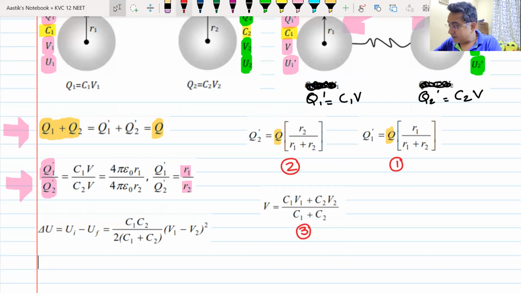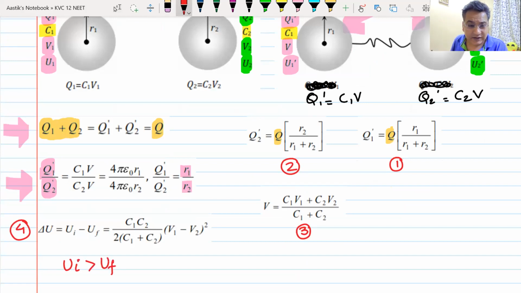The fourth formula is the formula for change in energy. Remember, the initial energy is always greater than the final energy. There is some energy which is always lost in the form of heat. The formula for this energy loss is given by C1 C2 upon 2 times C1 plus C2, into V1 minus V2 whole square.